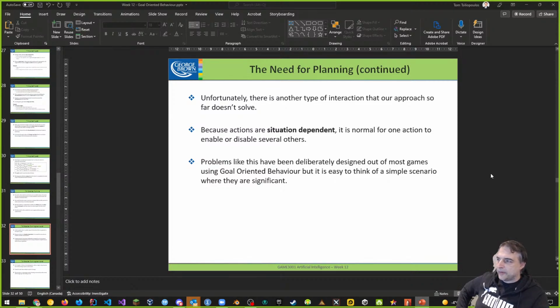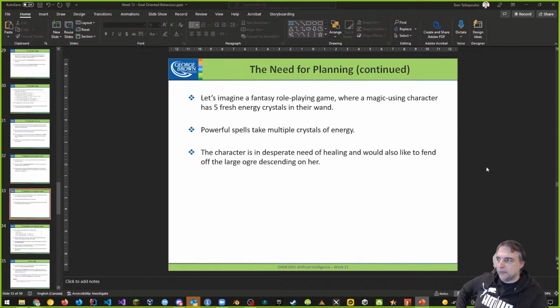And again, let's talk about this. Because actions are situation dependent, it is normal for one action to enable or disable several other actions, depending on what situation you're in. So again, problems like this have usually been designed out of games, and the reason for it is because it becomes a very complex scenario. So how do we deal with something like this if it's something that we want to create? If we want to create a more realistic scenario where one action can disable a set of other actions.